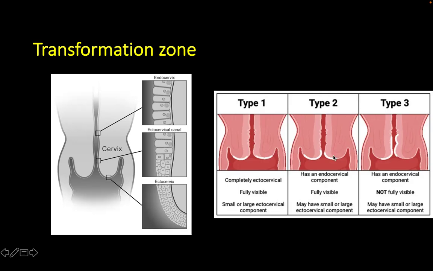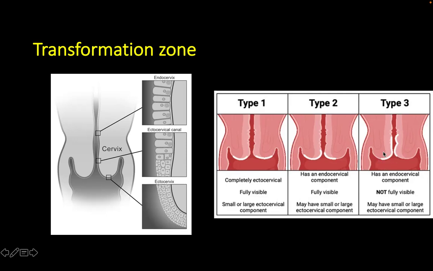Type 2 transformation zone is where there is some endocervical component, as you see here, but the bulk of the transformation zone is again fully visible, so it can be assessed by pap smear. There can be a small or a large ectocervical component of this transformation zone. Whereas type 3 is one which is not fully visible to the naked eye, because the transformation zone is located more cranially. This transformation zone has a predominant endocervical component. The ectocervical component can be small, as seen here, or it can be large.